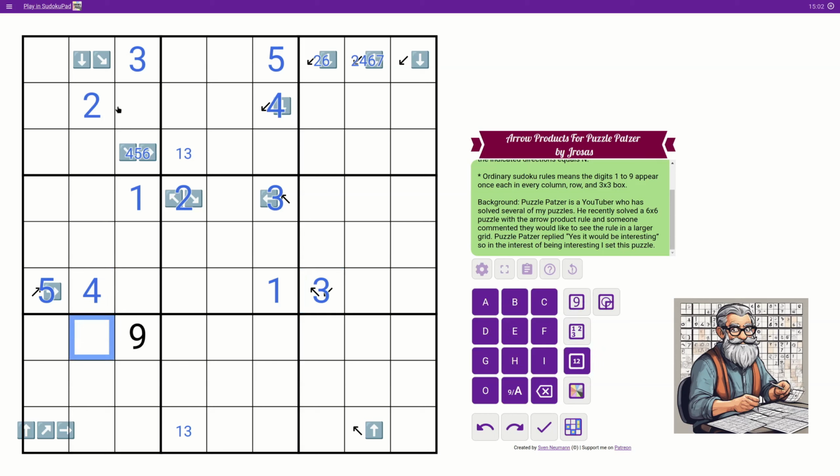What about 6? Is that correct? Yeah, 6. 3, 2 looks to be okay. Yeah, 6, 1 looks to be okay as well. So 6 is a possibility here. And 7. 7 as well. Right, so it's 6 or 7. That's interesting.